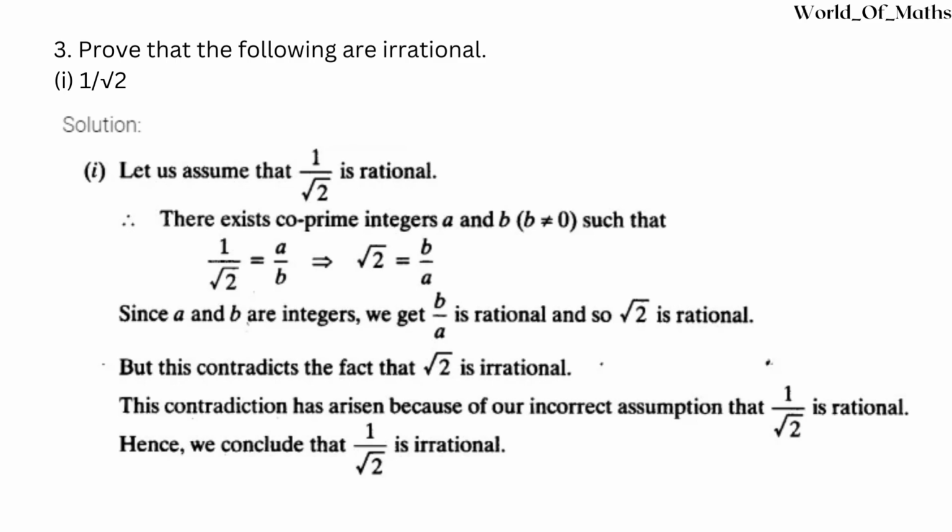We have already proved that square root of 2 is an irrational number. So the initial assumption that 1 by square root of 2 is rational is incorrect. So we can say that 1 by square root of 2 is irrational.